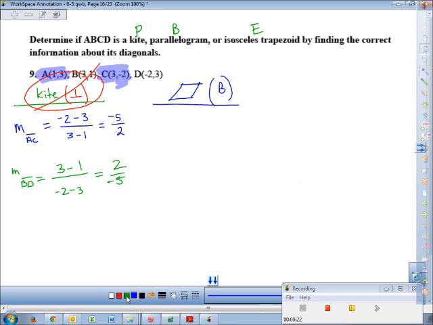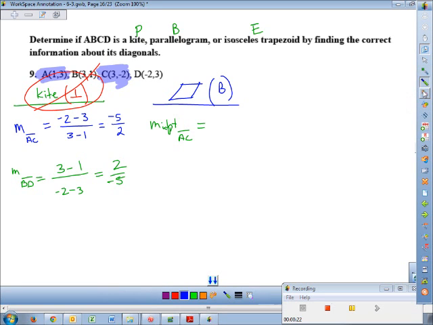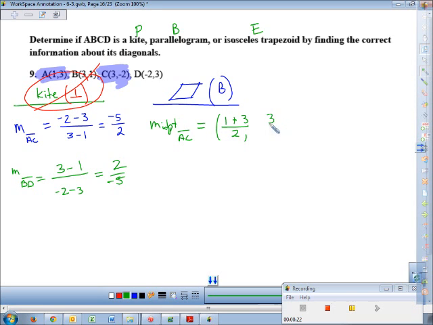How will I find that? Midpoints, right? So I'm going to do the midpoint of segment AC. And this is where you got to watch yourself, because it's adding instead of subtracting this time. I'm going to erase my little thing over here because I went in. That'd be 1 plus 3 over 2, comma, 3 minus 2 over 2. 4 over 2 is 2. 1 over 2. I got 2, 1/2 for the midpoint of segment AC.